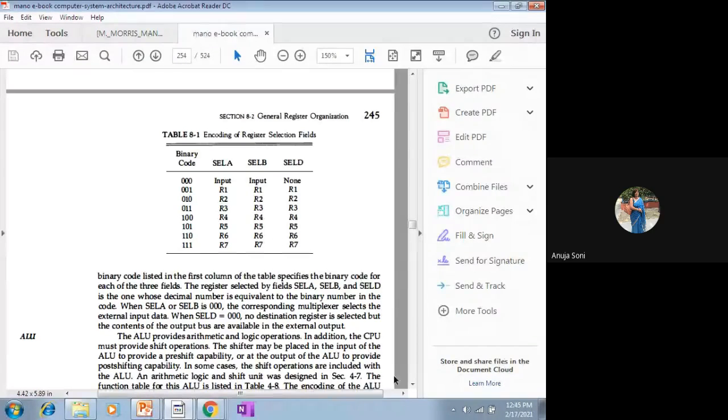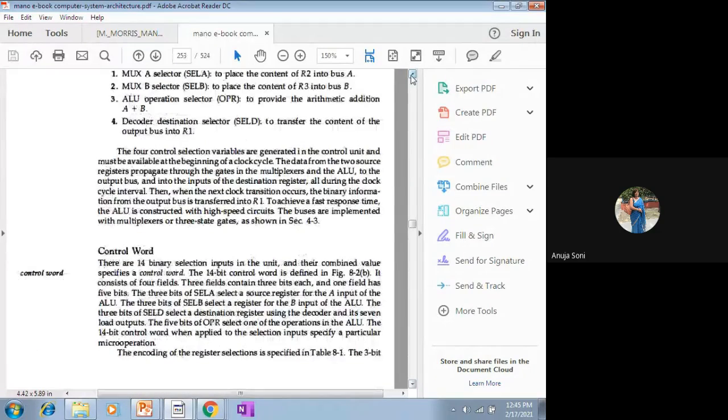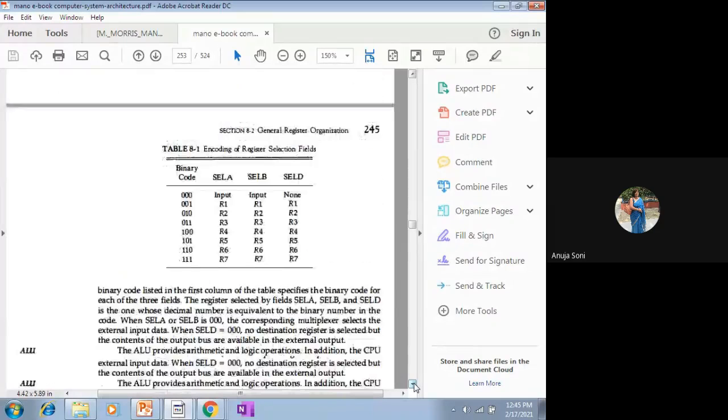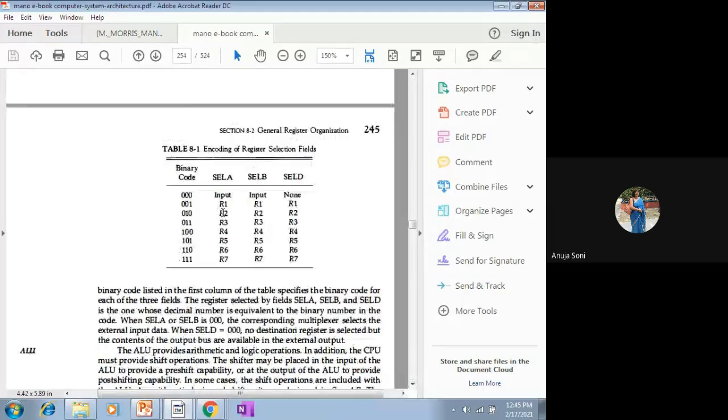Now based on this given question, what will be the value of your control word? What is your question? R2 plus R3 data is being transferred to R1. R2, meaning the first operand, is select A. So what will the value of select A be for R2 as per the table? When is R2 selected in select A? Whenever its value is 010.